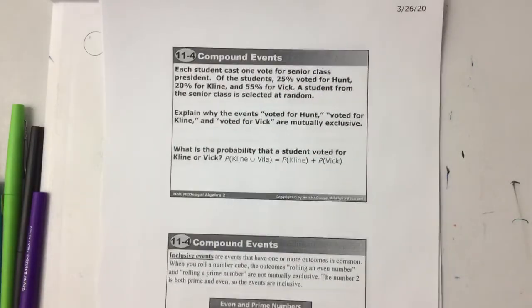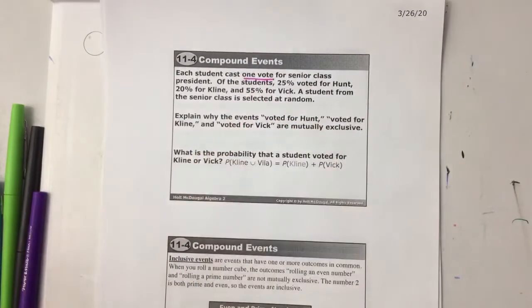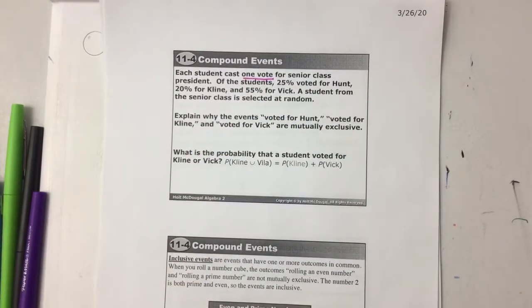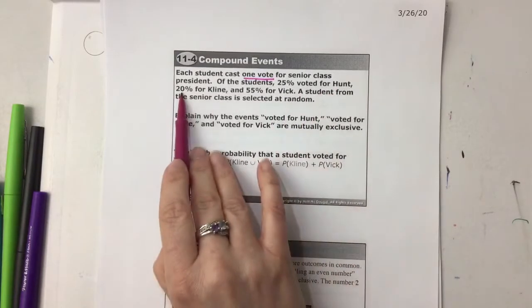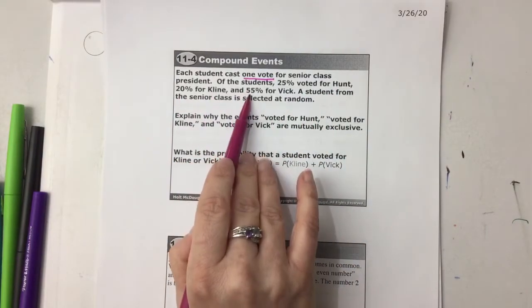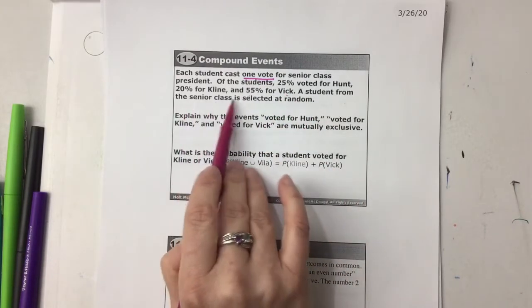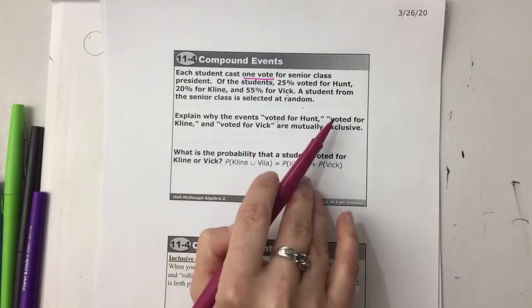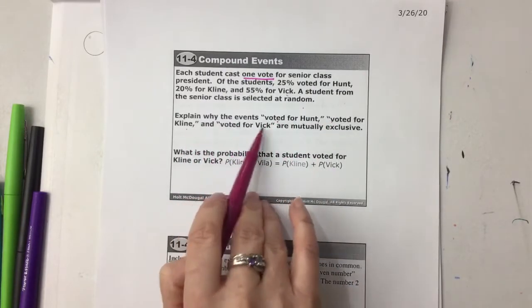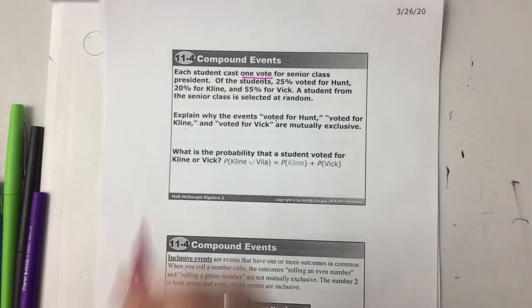Let's look at another one. Each student casts 1 vote for senior class president. Of the students, 25% voted for Hunt, 20% voted for Klein, 55% voted for Vic. A student from the senior class is selected at random. Explain why the events voted for Hunt, voted for Klein, and voted for Vic are mutually exclusive. Well, there is no overlap here as well.